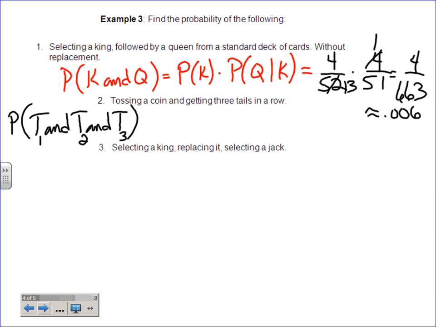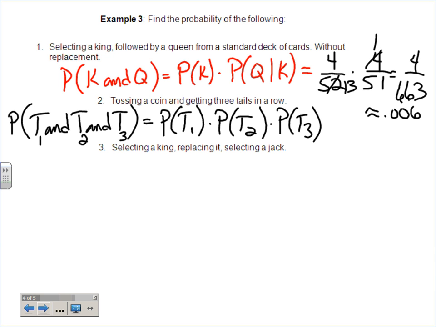But what's lovely about these 3 particular events? They are independent. So do I have to do all that mumbo jumbo? Nope, I can just take the probability of tail 1 times the probability of tail 2 times the probability of tail 3, because there is no dependence on one or the other. And what is each one of those probabilities? 1/2 times 1/2 times 1/2, otherwise known as 1/2 cubed, which is 1/8.